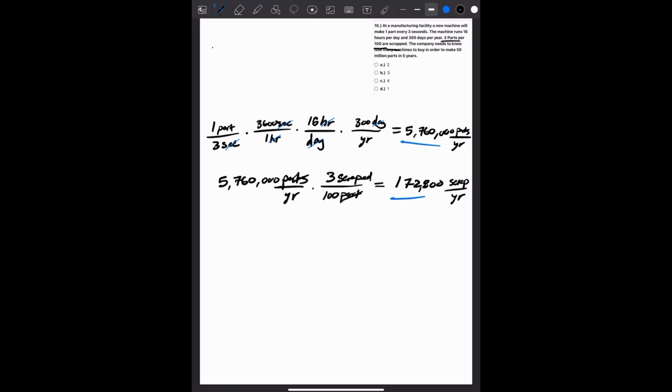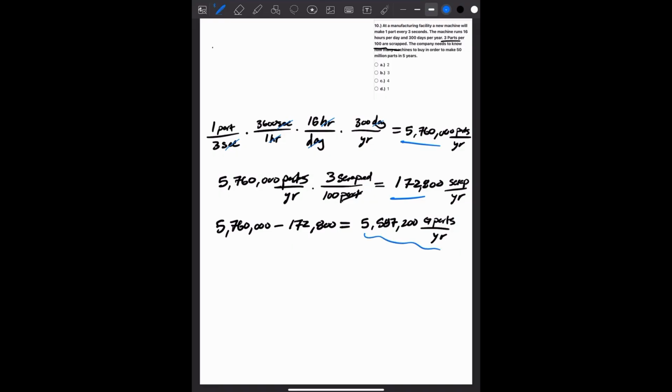So what I'm saying is we want to find out how many good parts there are per year. So we're going to take 5,760,000 minus 172,800, and we're going to get 5,587,200. And I'll put G parts per year, or good parts per year. Okay, so we're almost there.